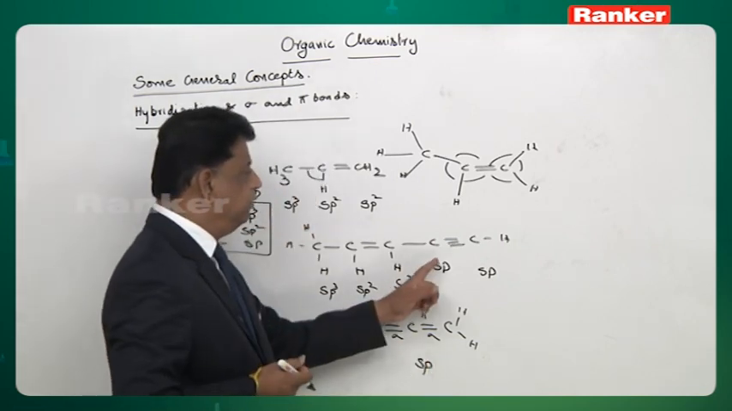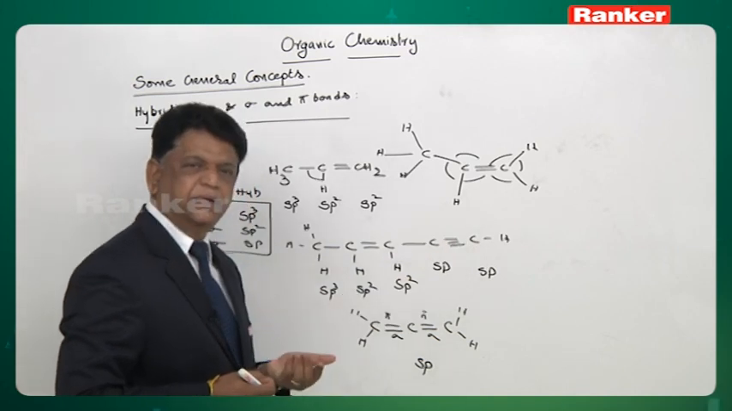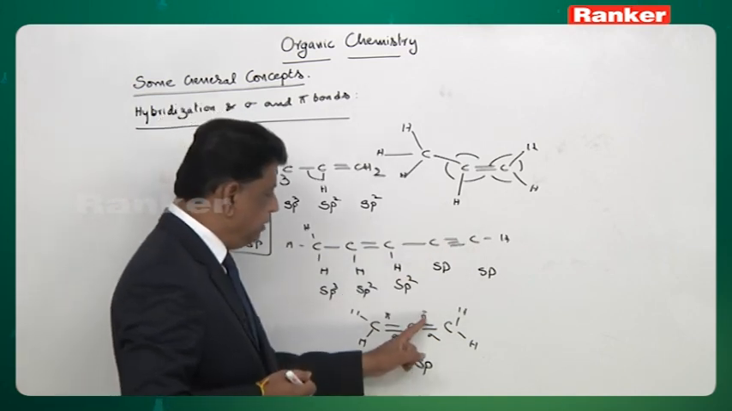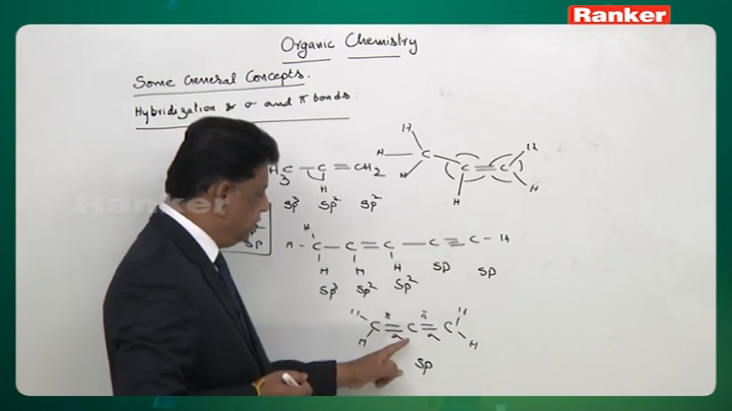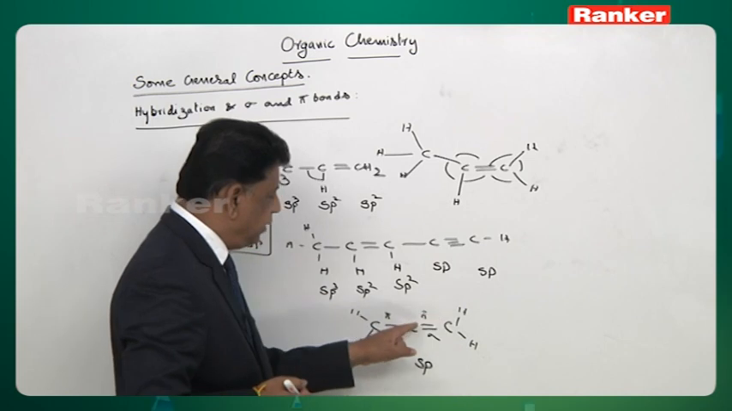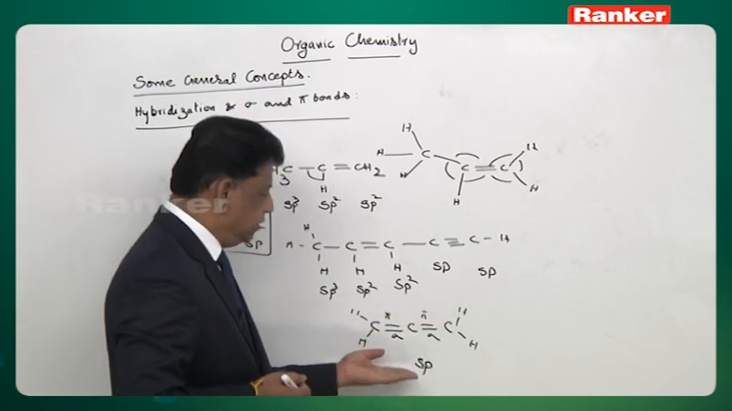See, we think that only the triple bonded carbons will be sp. No, here this carbon has 2 sigma, 2 pi, isn't it? On this side also, 2 sigma, 1 pi this side, 1 pi that side, 2 sigma, 2 pi. So, that is 2 sigma.